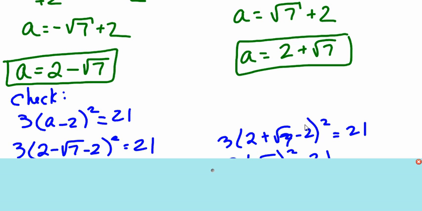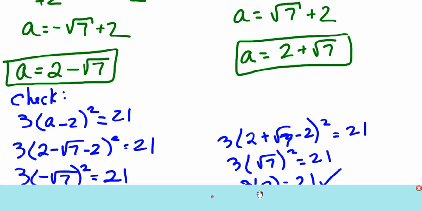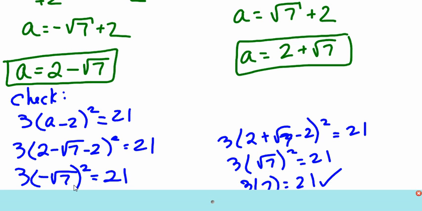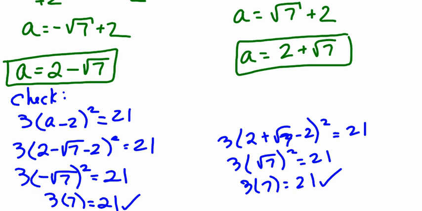Same for this check. So now we have 3 times the quantity, the opposite of the square root of 7 squared. Well, if I'm squaring it, I'm taking a negative times a negative, which is a positive. And if I'm squaring a square root, we know they undo each other. So that will give us a 7. 3 times 7 is 21. Again, we had that 0 come here, so we've got the square root of 7 squared. Those undo each other, so we have 7. 3 times 7 is 21. So both answers check out, so we have the 2 possible solutions.